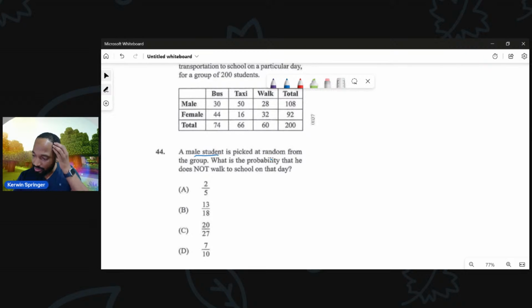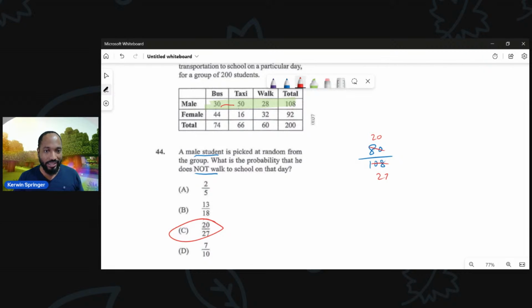A male student is picked at random, so we're looking here in the male row. What is the probability that he does not walk to school on the day? If he walks to school, it's 28. So if he's not walking, it's 30 plus 50 is 80 out of 108. 4 could go into this 20 times, and 4 could go into this 27 times. So 20 out of 27.